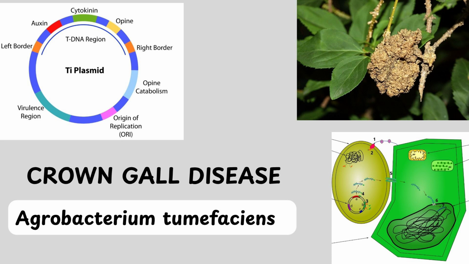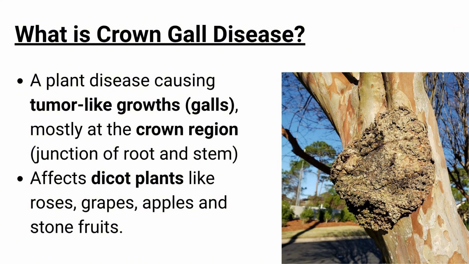In this video, we will be learning about crown gall disease. What is crown gall disease? It is a plant disease causing tumor-like growths or galls mostly at the crown region, that is, the junction of root and stem. So, crown gall disease causes tumor-like swellings, also called galls, and these tumor-like swellings are usually seen at the crown region of the plants, which means the base of the stem.